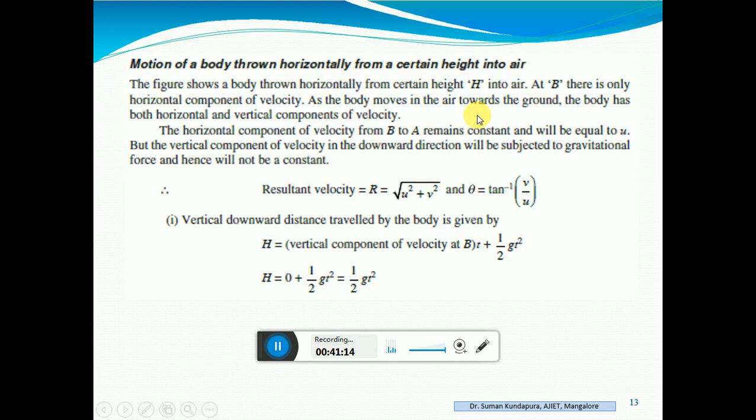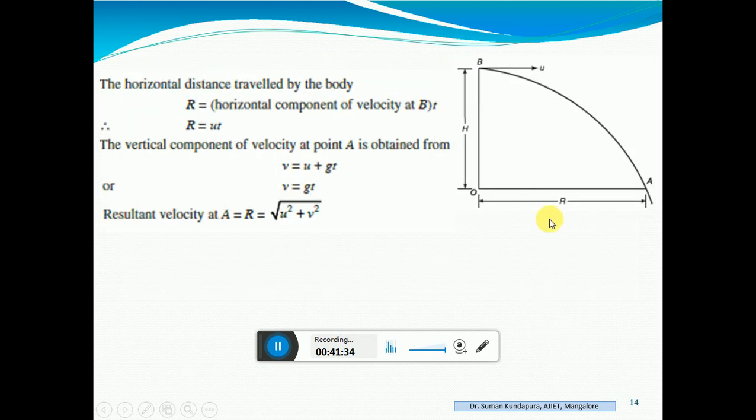So I will put this equation here. This becomes 0 first term, plus half gt square. There is influence of acceleration due to gravity when the body is moving vertically downwards. So it is half gt square. So whenever you want to find out the height, it becomes h is equal to half gt square. You can find out the height.